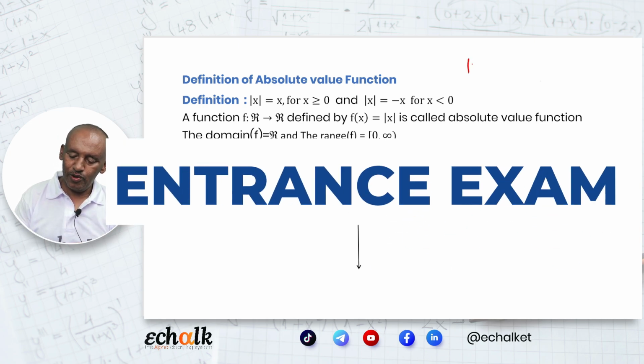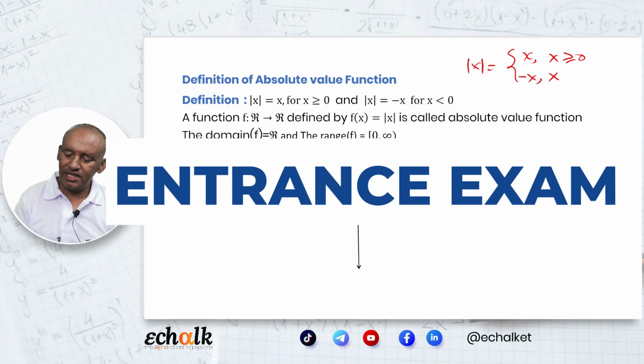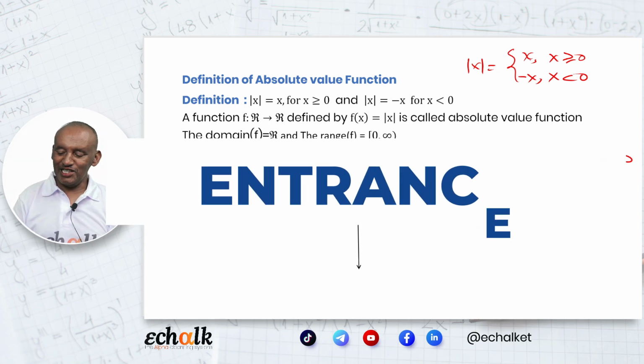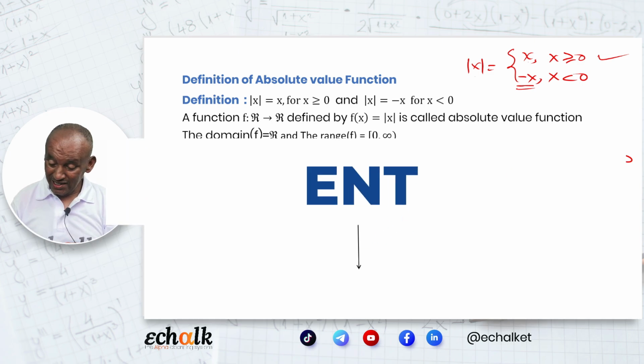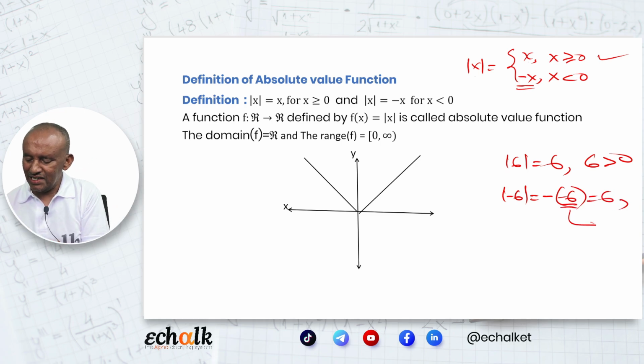You know that from your previous sections, the absolute value of x is equal to x if x is greater than or equal to 0, and negative x if x is less than 0. Which means, for example, what is the absolute value of 6? It is 6 because 6 is greater than 0. What is the absolute value of minus 6? It is minus of minus 6, which is 6, because minus 6 is less than 0.